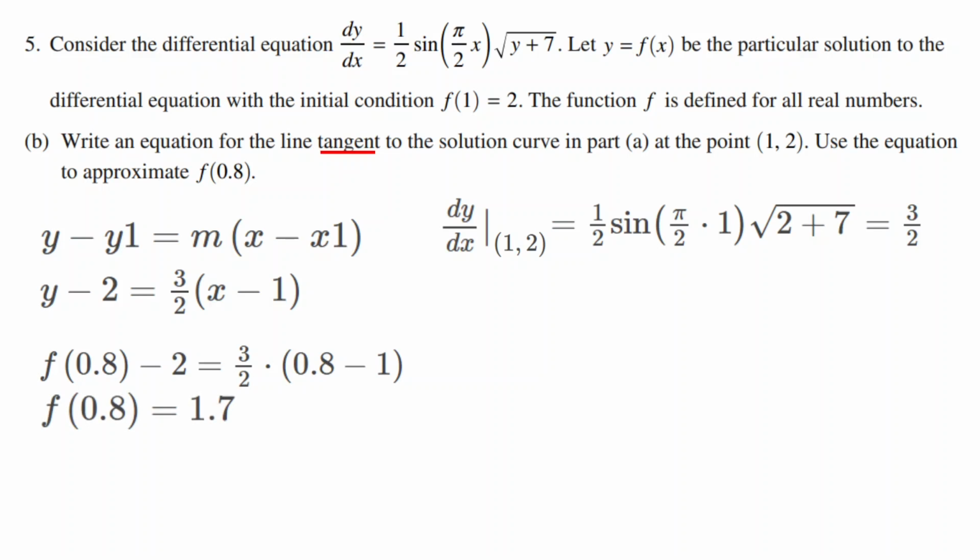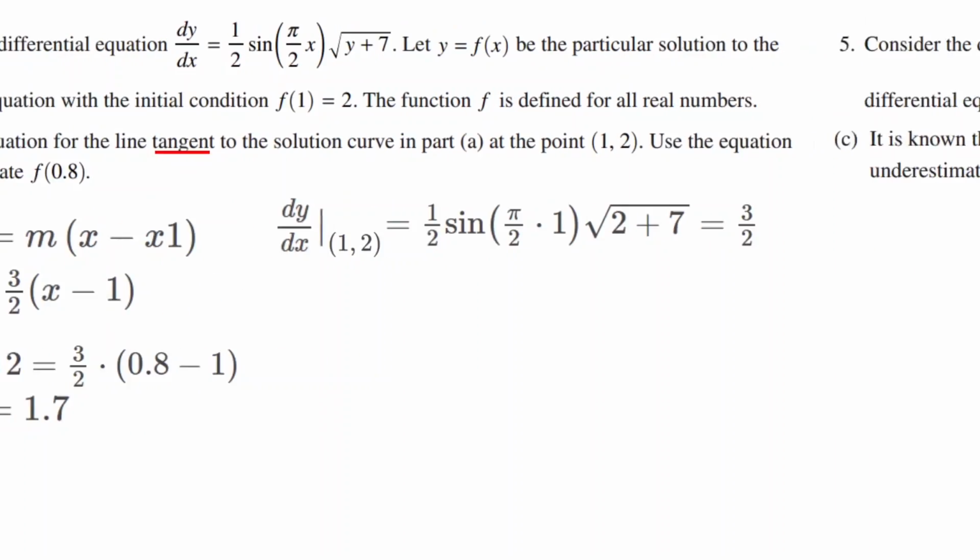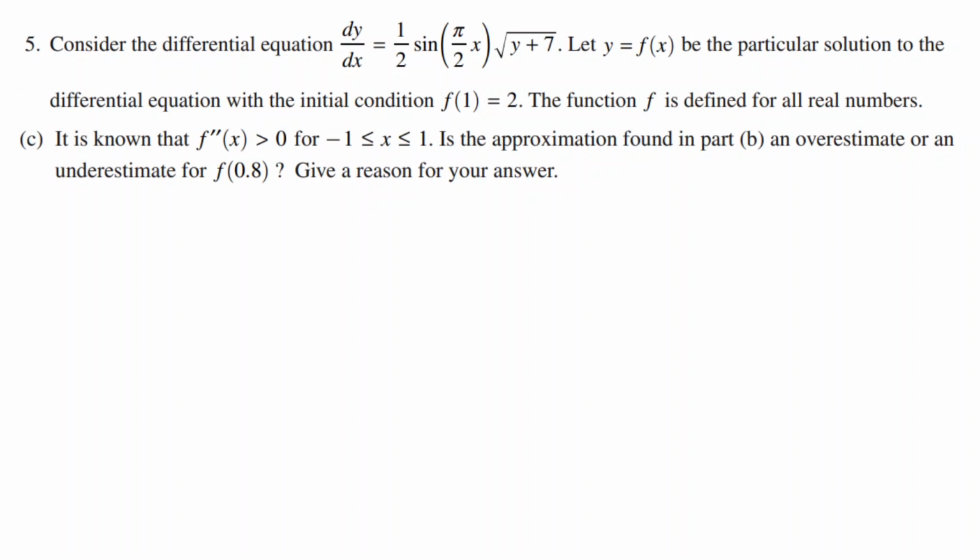In part C, it is known that f double prime of x is greater than 0 for negative 1 less than or equal to x less than or equal to 1. Is the approximation found in part B an overestimate or an underestimate for f of 0.8? Give a reason for your answer.